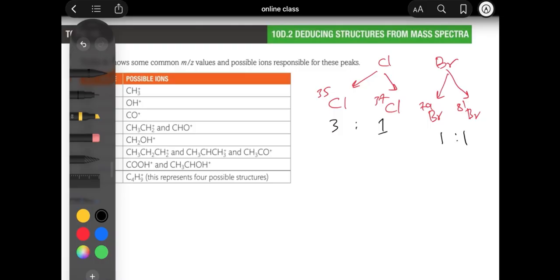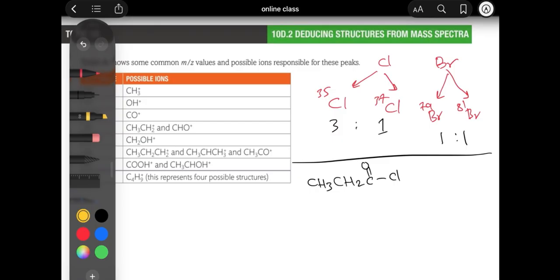If we have, for example, CH3, CH2, C double bond O, and we have Cl, what are the possible fragments for this reaction? Okay, the first fragment could be CH3, which is 15. We could have another fragment that appears at CH3, CH2, which is 29. And we could have a fragment like from here, like this. So we have two possible fragments for this one here.